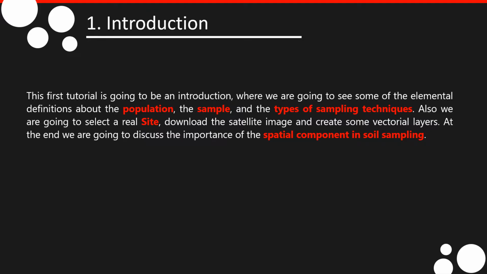This first tutorial is going to be an introduction where we are going to see some of the elemental definitions about the population, the sample, and the type of sample techniques. Also, we are going to select a real site, download the satellite image, and create some vectorial layers. At the end, we are going to discuss the importance of the spatial component in soil sampling. Let's go do it.